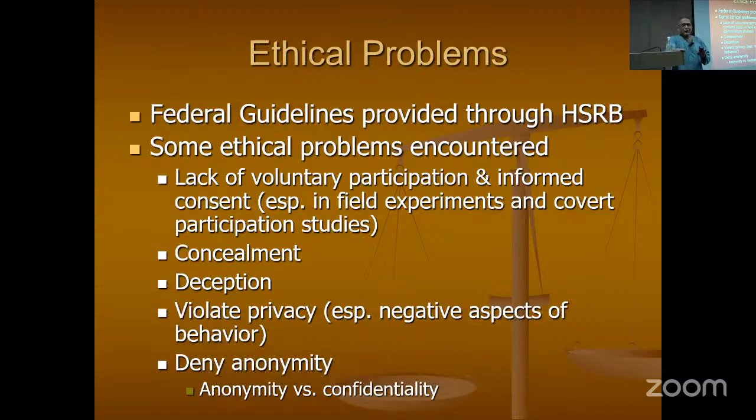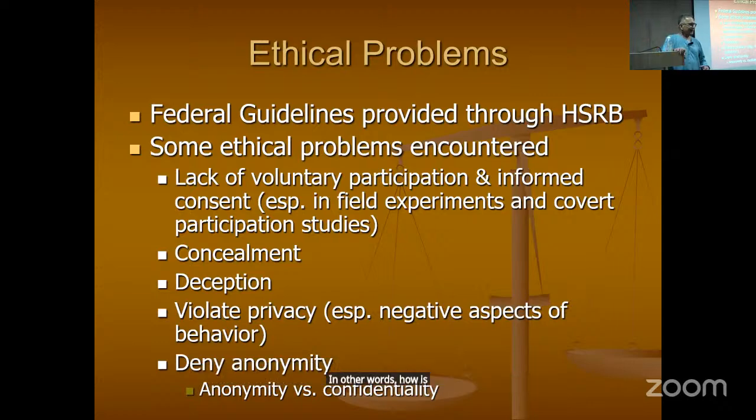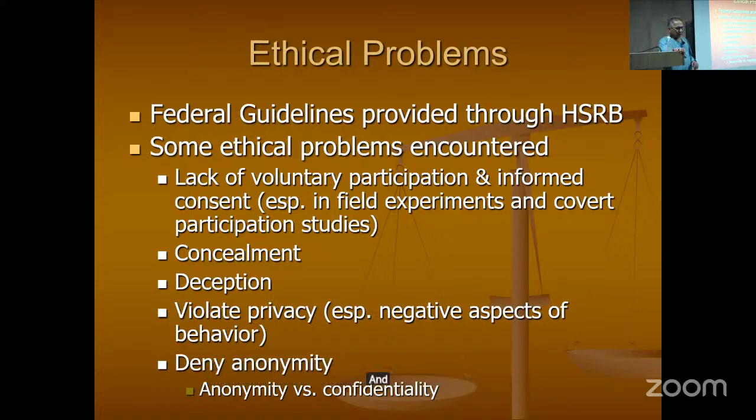I had a lot of difficulty in the 1980s doing HIV/AIDS research, because one of the important variables we had to do at that time was people's knowledge of HIV/AIDS. In other words, how is it transmitted? How do you get it? Those days, that was very important. Medical science told us that at this time, sexual behavior is the only way it happens, and it can be controlled. There are no medicines. There is no vaccine, nothing.